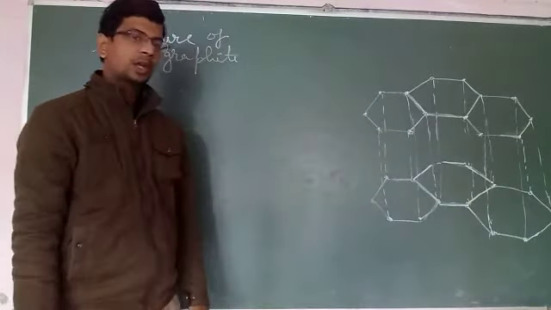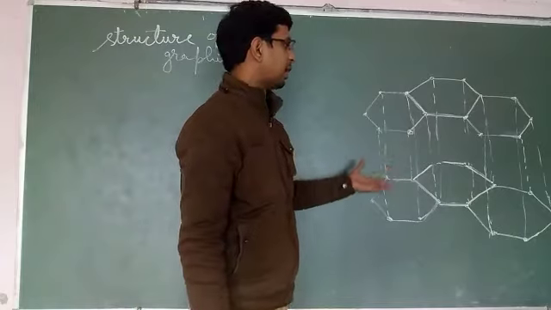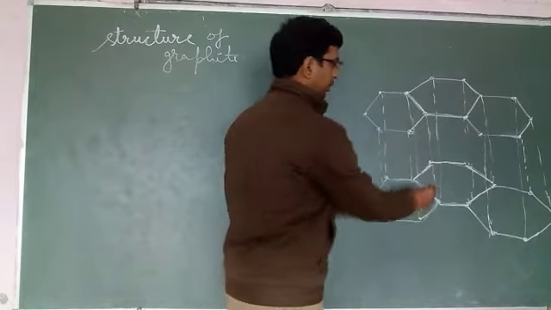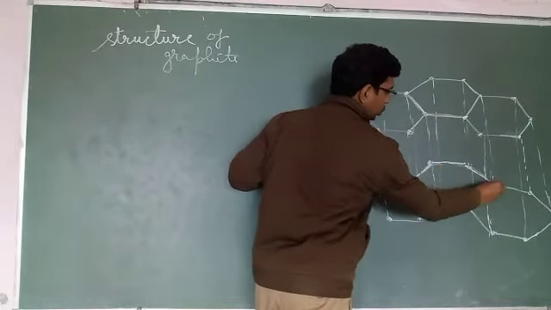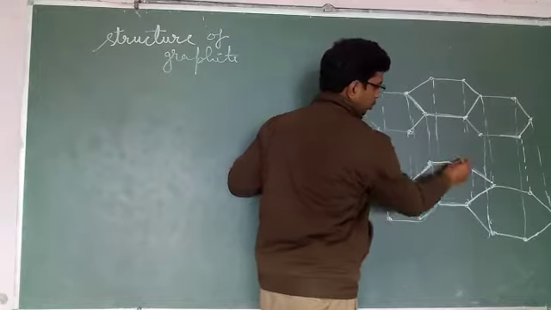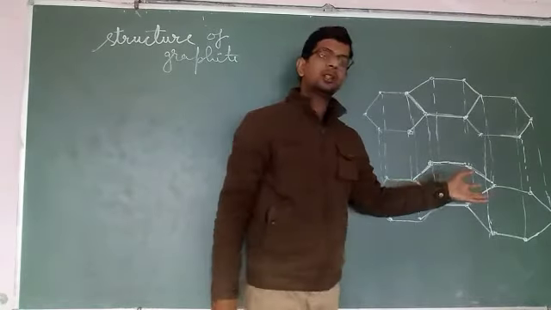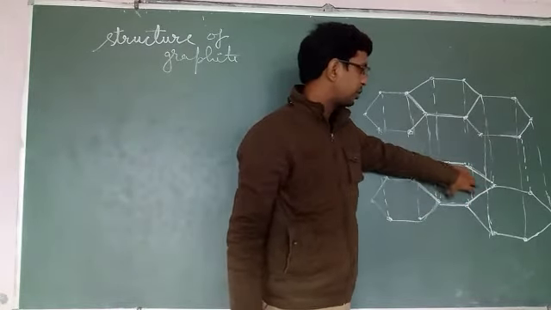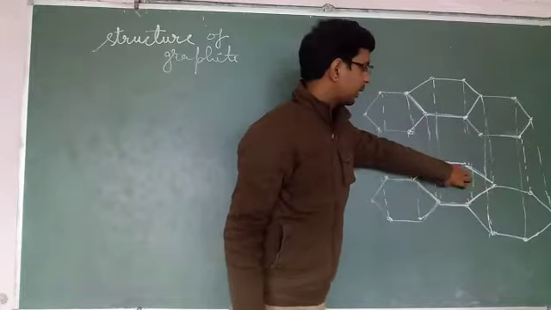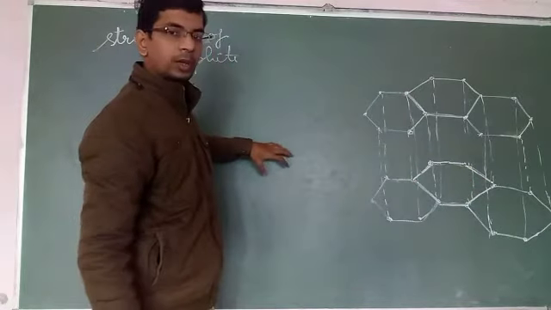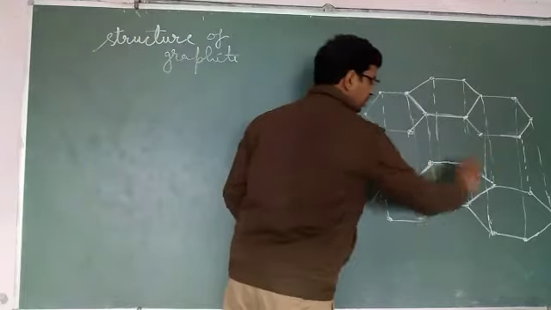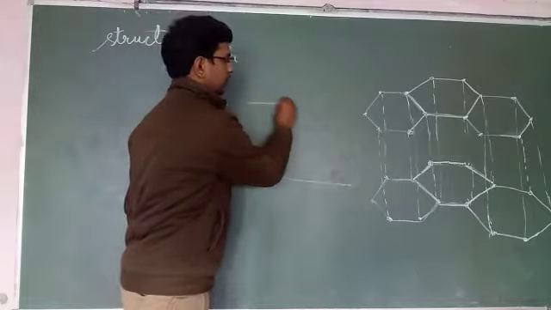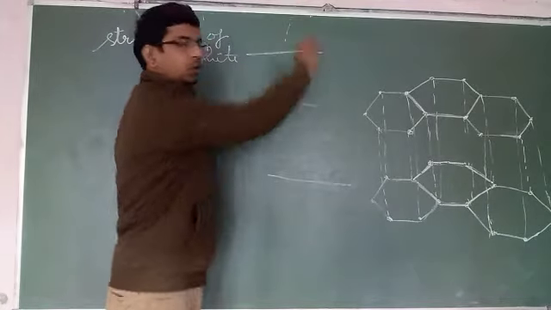And these atoms in graphite are arranged in a hexagonal ring pattern. Here we can see 1, 2, 3, 4, 5, 6. Hexagonal ring-like structures are formed and these hexagonal rings are attached to each other: one ring, second ring, third ring and so on. In this way a layer-like structure is formed.